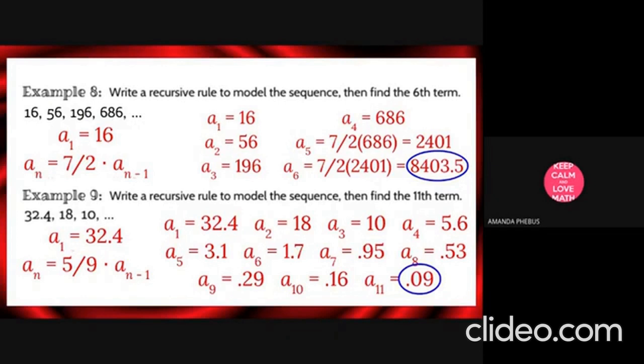All right, so if you are having to find a specific position, like what number's in that position, you're going to have to build the sequence. And that's what we did here. I had to go all the way up to the 11th term, and I had to find all the numbers in between.